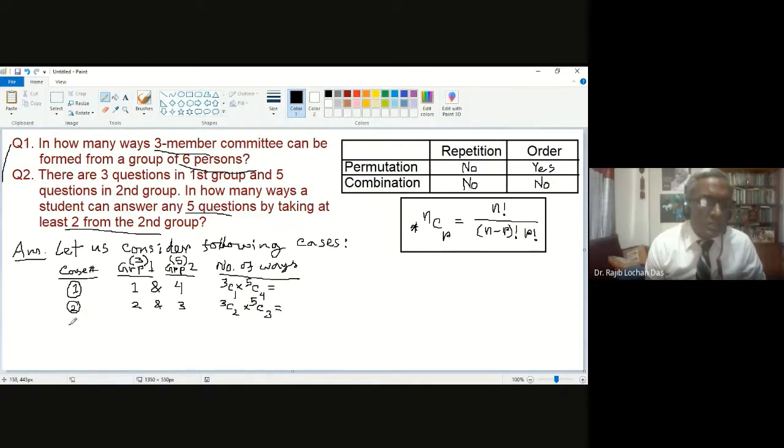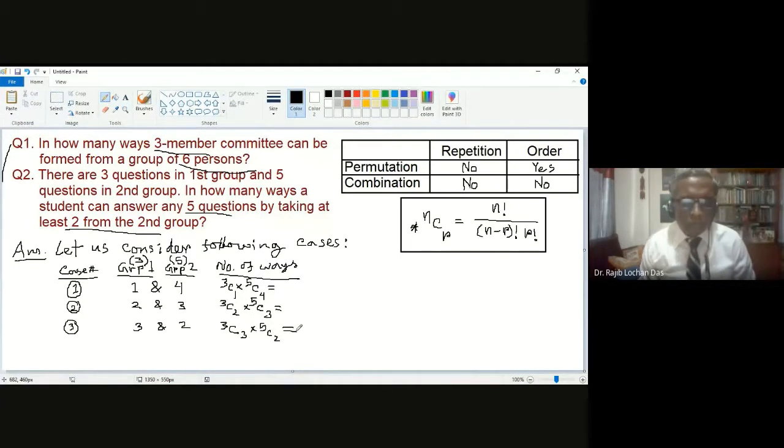Another case is possible. That is one question from here, no, not one, sorry, one is already written. So now I will increase the number. It is 3. So 3 questions and 2 questions from group 2. So it will be 3C3 and then 5C2. Possible. Okay, so this is how you can answer.